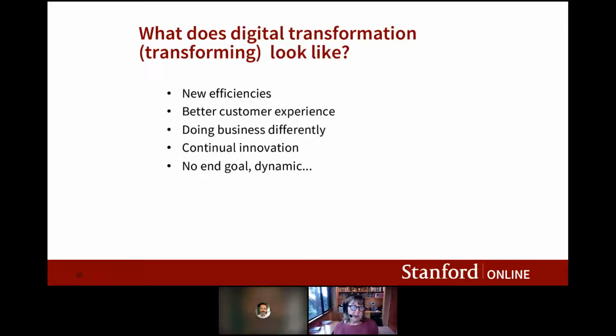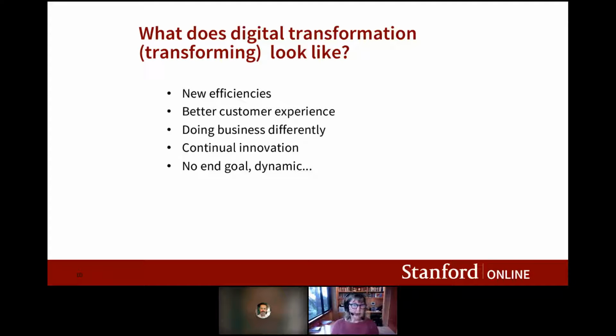Digital transformation can also look like just doing business differently, changing the business models. And one of the hopes is that industries and organizations will be able to do that by disrupting from within instead of waiting for somebody like Uber or Airbnb to come and do that disruption from outside the organization.